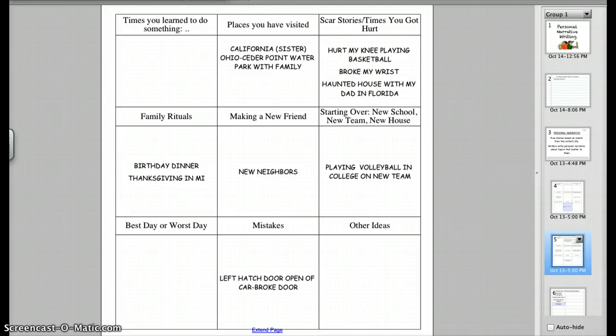All right, after you've done that, we will do session 2 that talks about the elements of the personal narrative. So I'll talk to you soon.